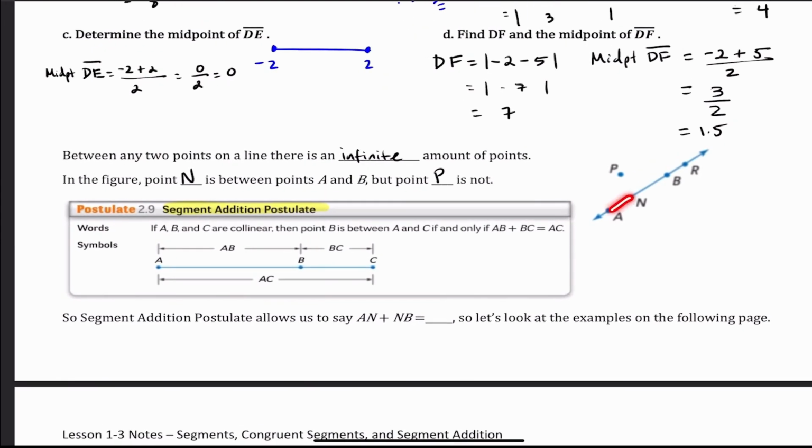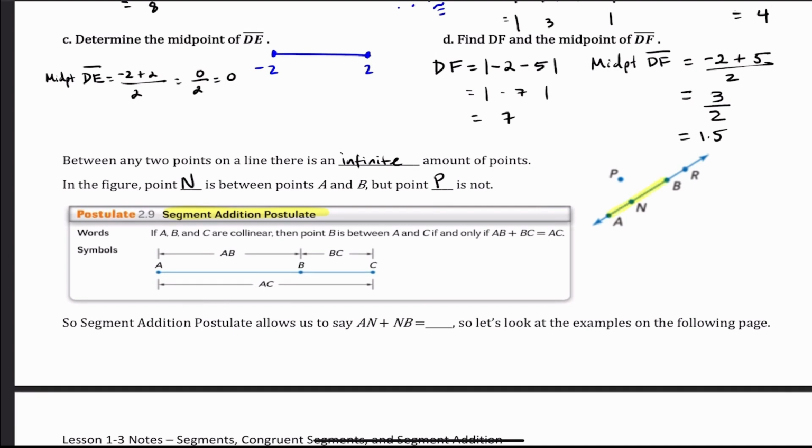So the segment addition postulate says that AN plus NB is equal to what? What's the whole thing here? AB, the measure of AB. All right, so I really want you to say part plus part equals whole. Part plus part equals a whole. Let's look at the examples on the following page.